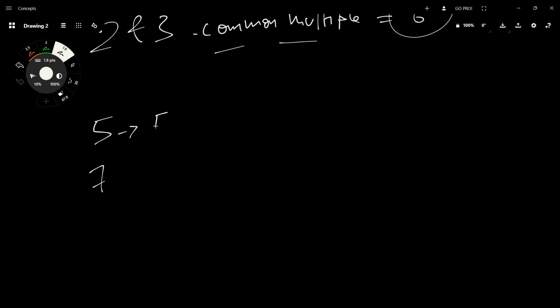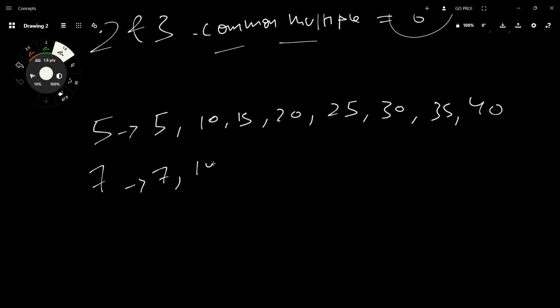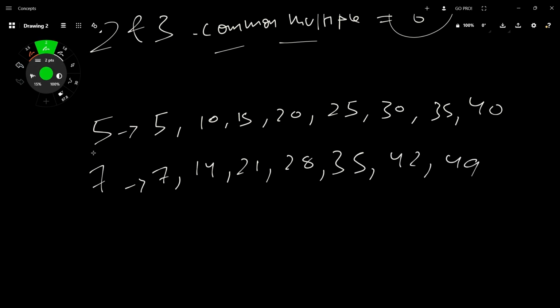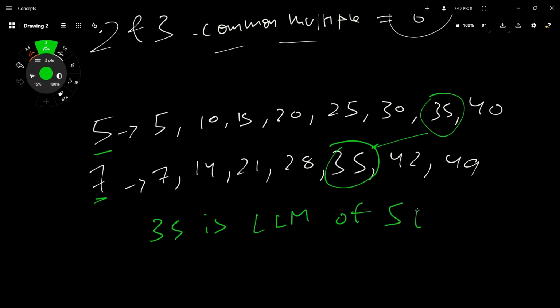So 5 into 1 is 5, 10, 15, 20, 25, 30, 35, 40, and for 7 it is 7, 14, 21, 28, 35, 42, 49. We have to find a number which is common in both. We see 5, 10, 15, 20, 25, 30, 35, and we can see that 35 is common in both of them. So 35 is the LCM of 5 and 7.